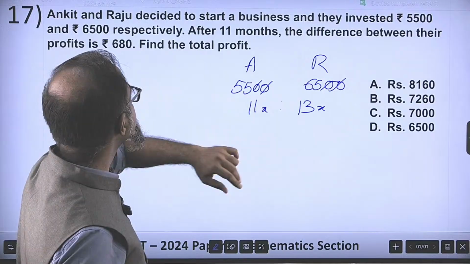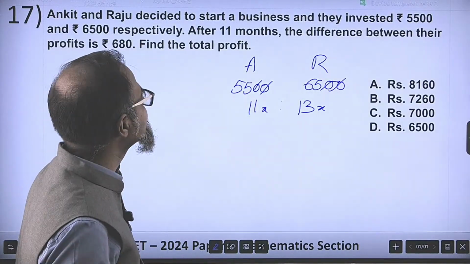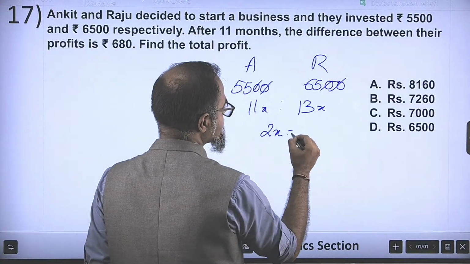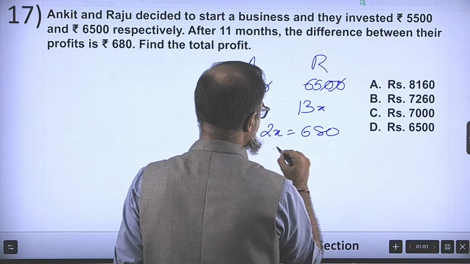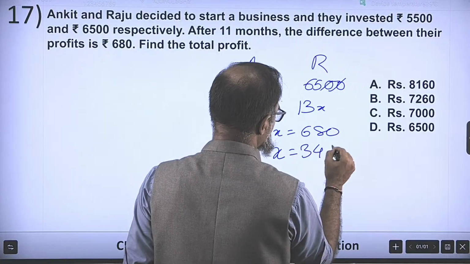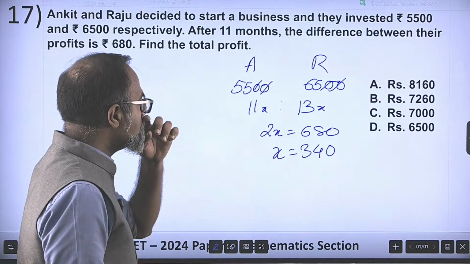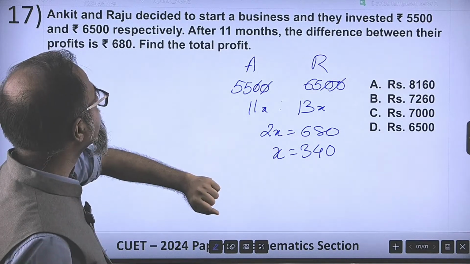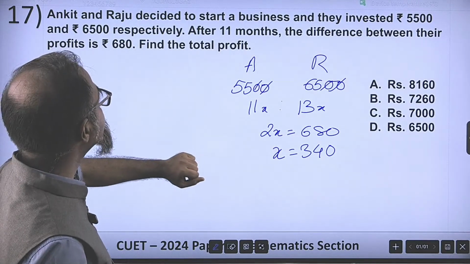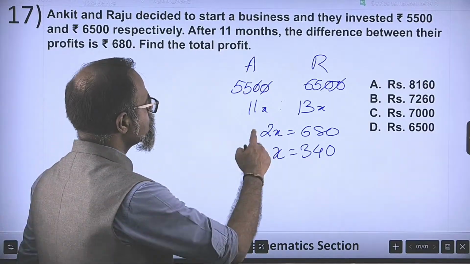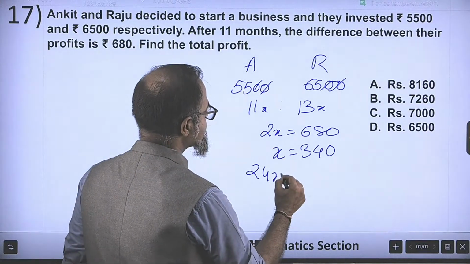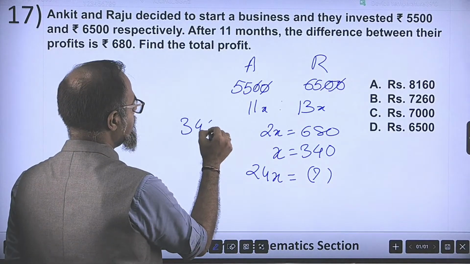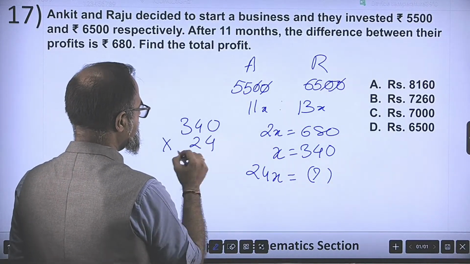Now the difference between their profits is 680, right? So 13x minus 11x, 2x is equal to 680, which means x is equal to 340. So if x is 340, what is the total profit? Well, how much profit did they get? 11x and 13x. So total 24x is equal to how much? So 340 multiplied by 24.